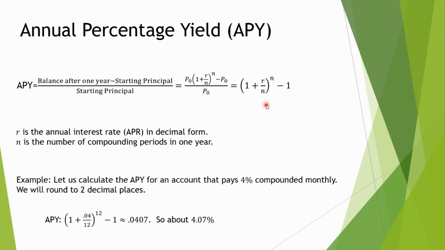So in a sense, this kind of confirms what we were saying before. The more it's compounded, the more money will be in there. Up to a certain point, though, I guess. So as an example, if we were to calculate this here, the APY, let's calculate it for an account that pays 4%. It's compounded monthly. Again, I didn't tell you what P0 is, the principal, but that doesn't matter, as you can see from this calculation.